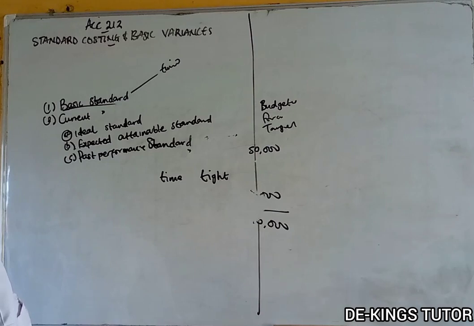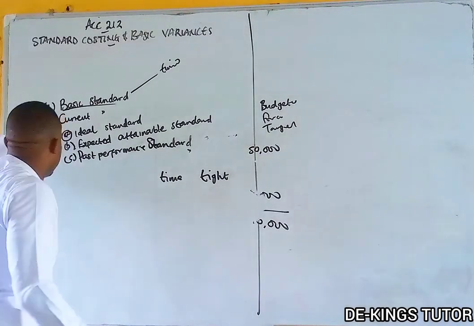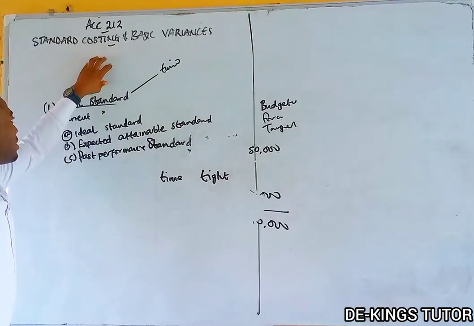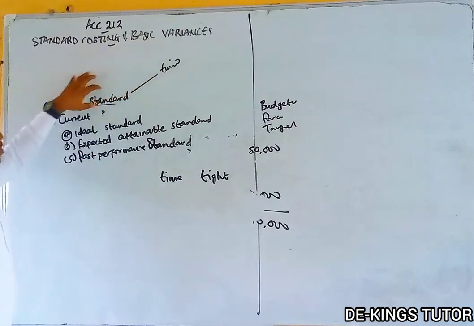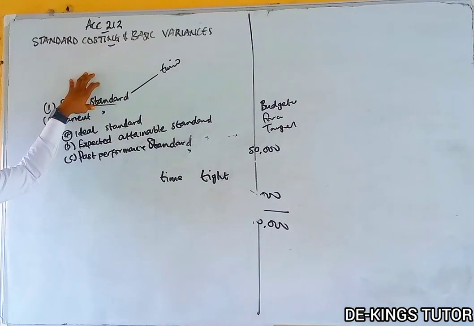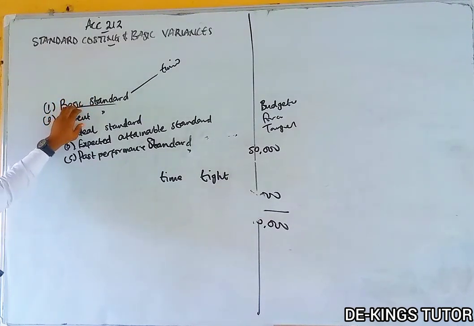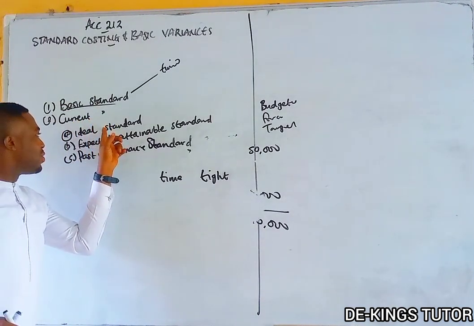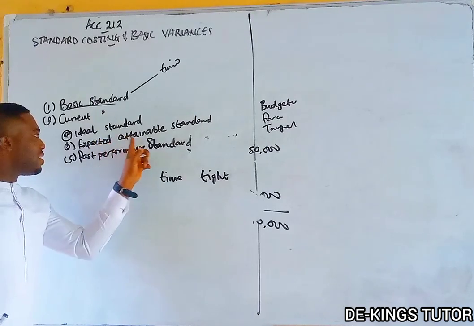Third one, the past performance. This is built on conditions which past performance suggests is capable of attainment. Now let me explain these three so that we get this. Now we have seen the two types of standard based on time. So the basic, this is from the onset, does not reflect the current condition, while the current standard reflects the current condition. Now, the current, we said, is also subdivided into these three: ideal, expected attainable, and past performance.